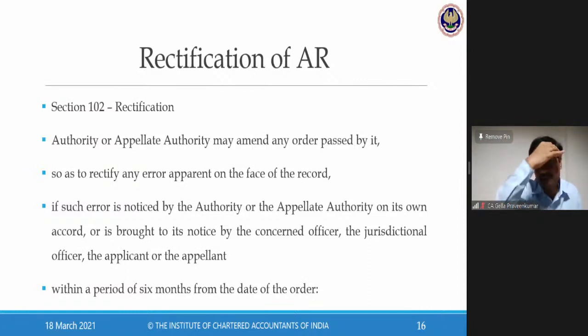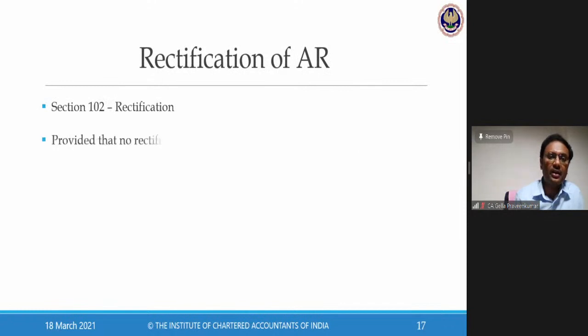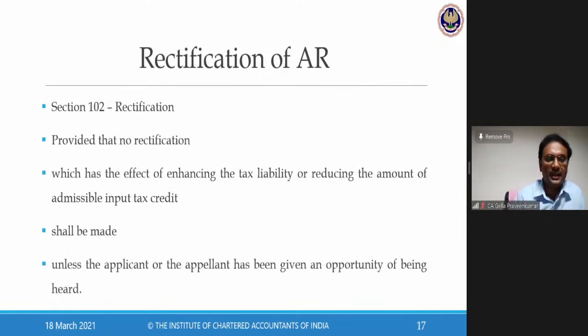So these things they'll say, if at all there are any mistakes apparent on the record, if such an error is noticed suo motu by the authority or appellate authority, or if it is brought to their knowledge by the jurisdictional officer or the applicant within a period of 6 months, then they will rectify that particular order and they will give a fresh order. In case, in the process of rectification, there is a negative impact of the decision.